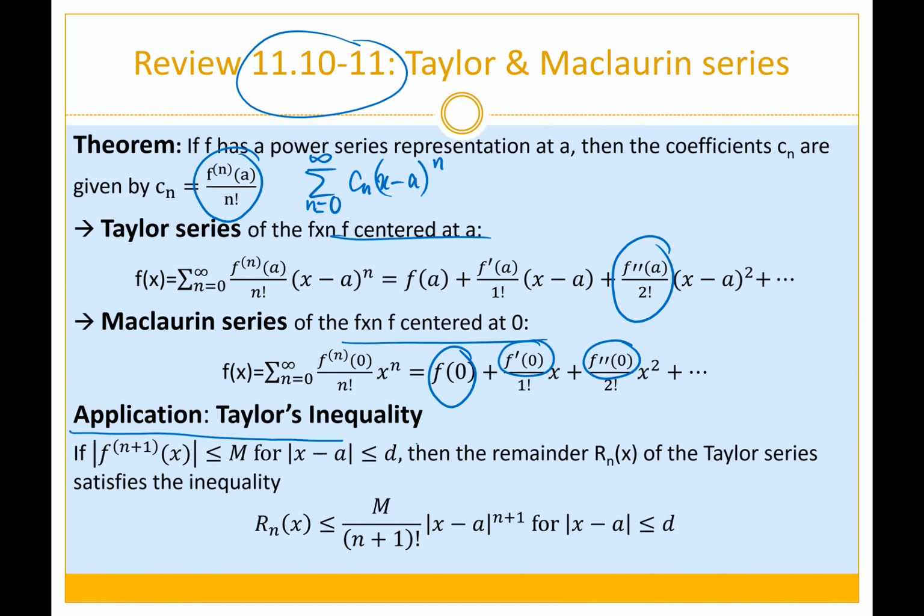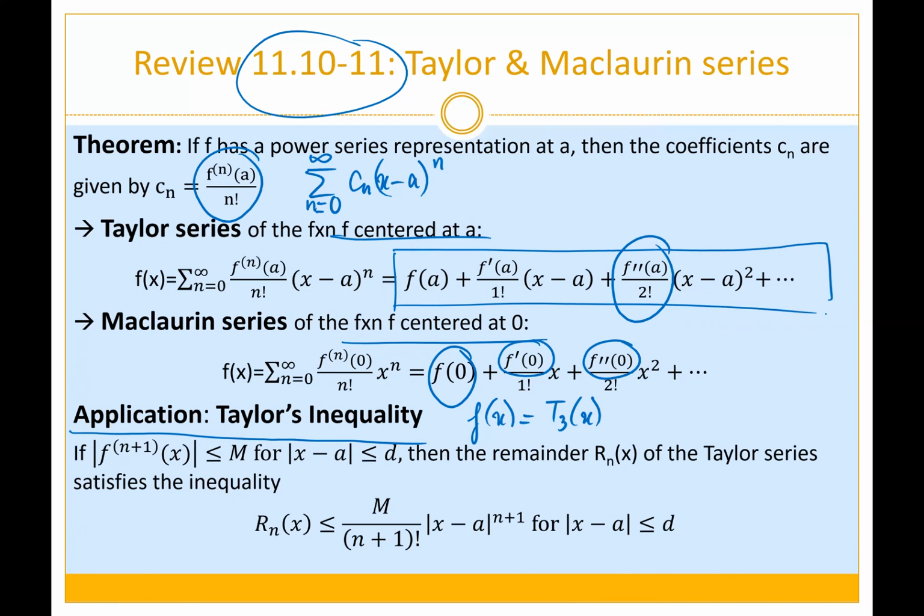Then we also have the application of Taylor's inequality. When you represent a function f(x) using the third degree Taylor polynomial, T3 of x, so you only expand the entire thing until you have (x minus a) to the third, then this is the formula that's going to allow you to find the error of that approximation. Instead of expanding it fully to the nth degree, you only expand it to the third degree, and this formula tells you the error of that approximation.